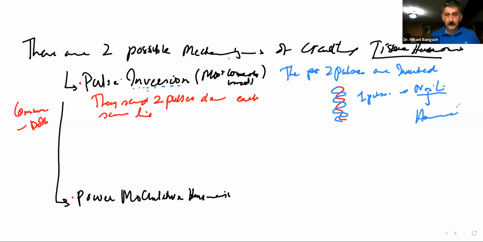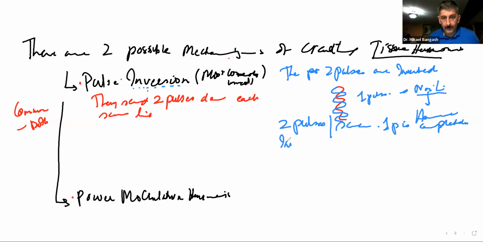So just remember that for pulse inversion, there are 2 pulses per scan line, where 1 pulse is completely an inverted copy of the original pulse.